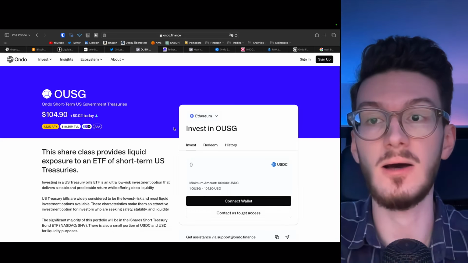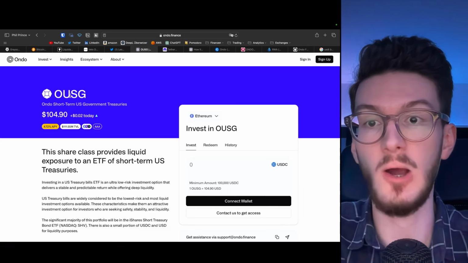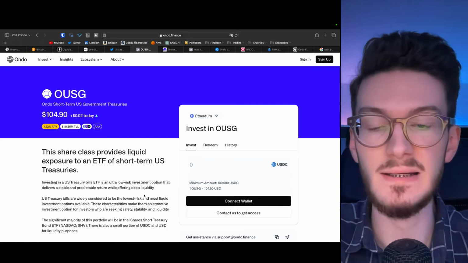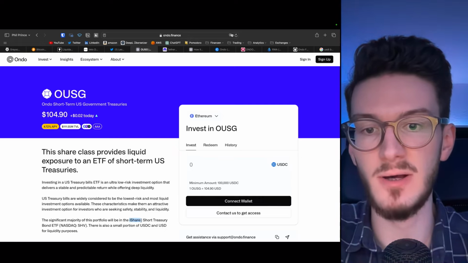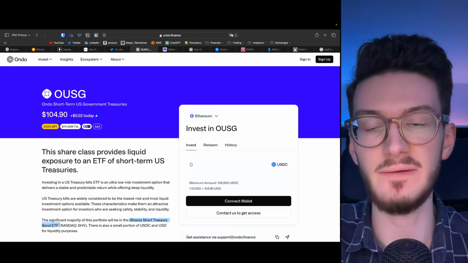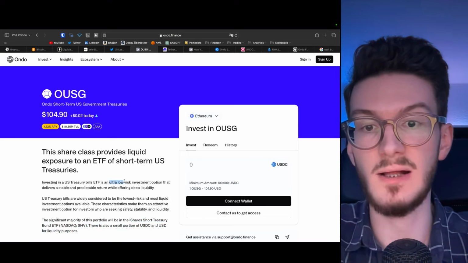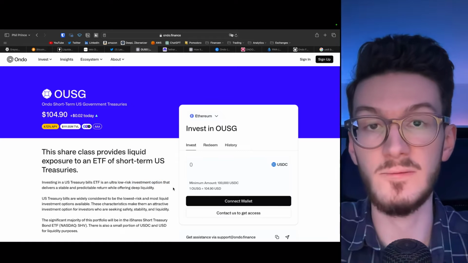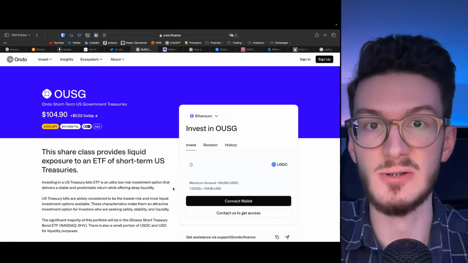Now for the second Ondo Finance product, which is OUSG. This will basically allow you to invest into the BlackRock iShares Short Treasury Bond ETF. Here as well, the focus lies on ultra low risk investment options and therefore is dedicated to investors who seek as much safety as possible.